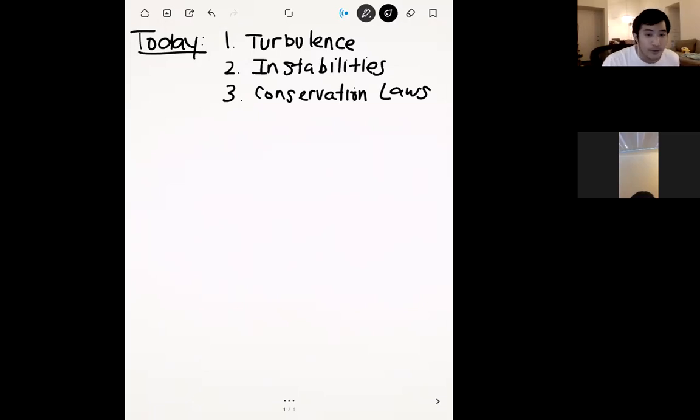Number 3 on the homework. Okay, number 3 is also an instability problem, so we can cover that when we get to instabilities.